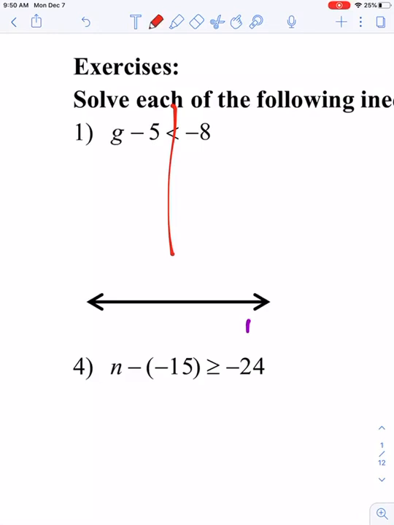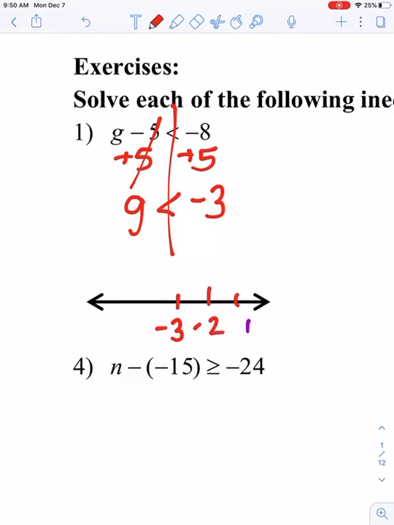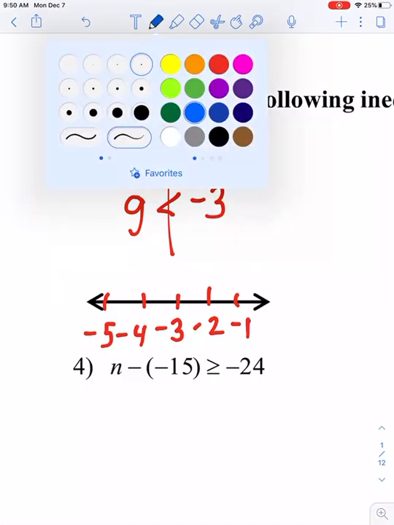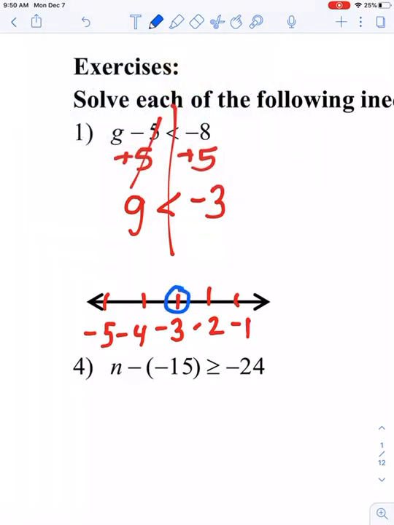In number 1, we would add 5. And g would be less than negative 3. So when you make your number line, I always put the negative 3 in the middle. 2, negative 1, negative 4, negative 5. I put 2 numbers on each side. Remember, we're going to use an open circle. That shows that negative 3 cannot be an answer, but it is your starting point. G is less than negative 3, so we would be going to the left. So anything less than negative 3 could be a solution.